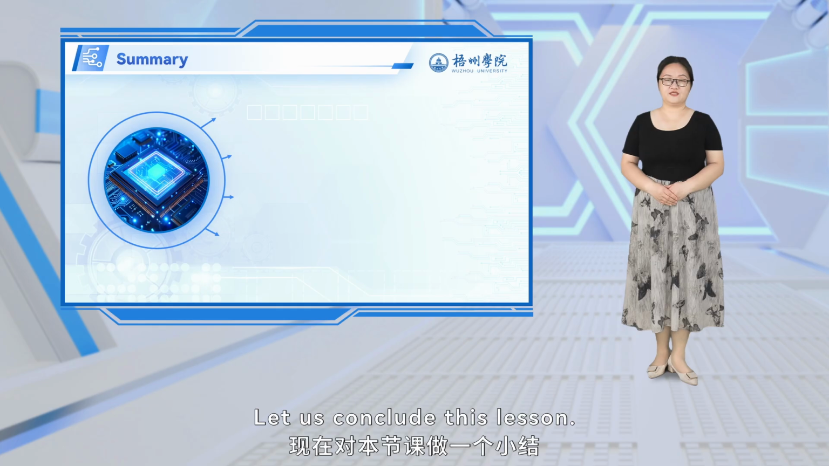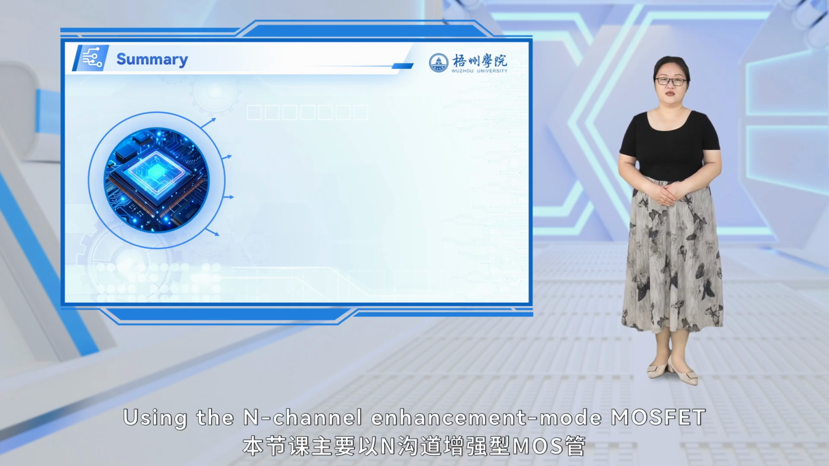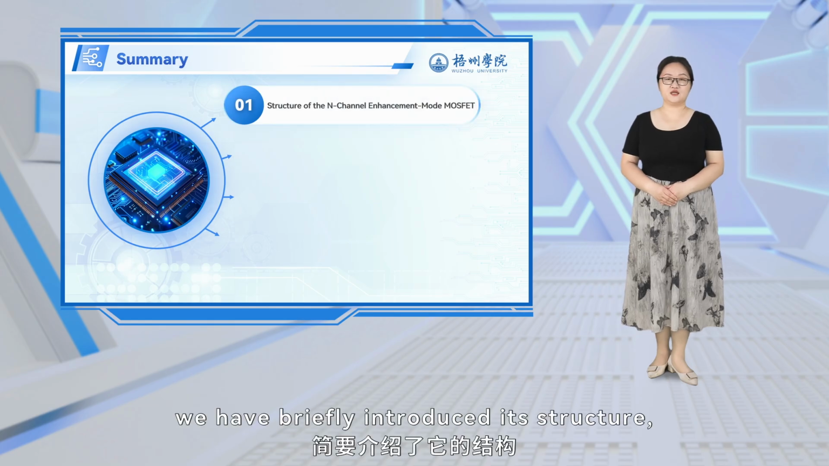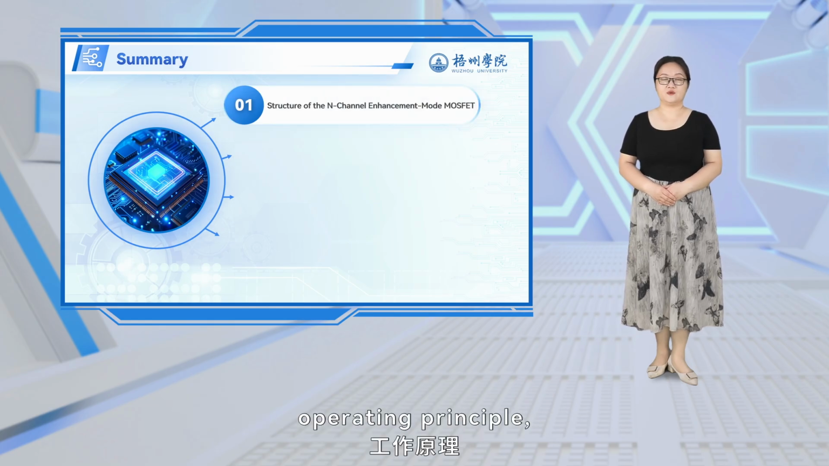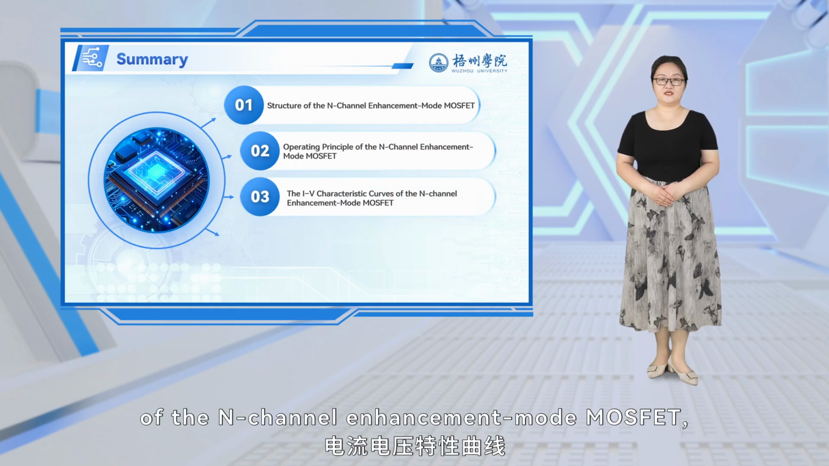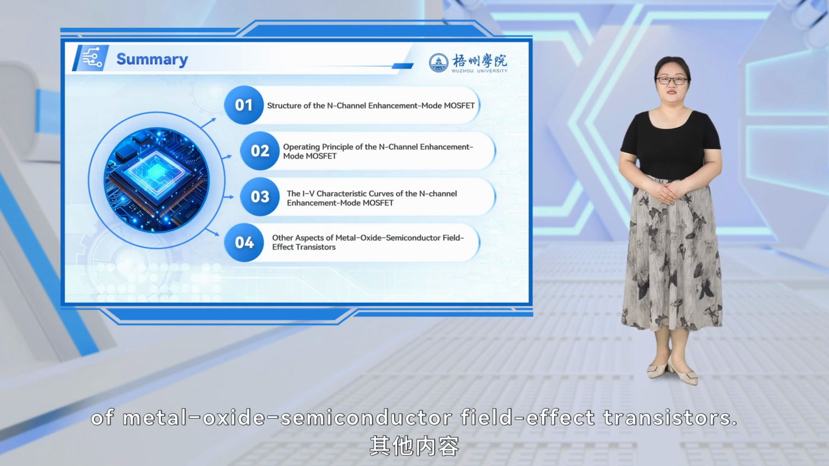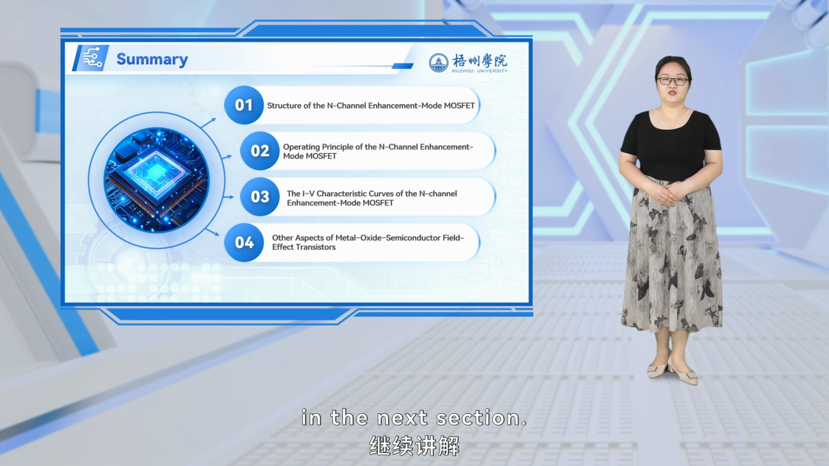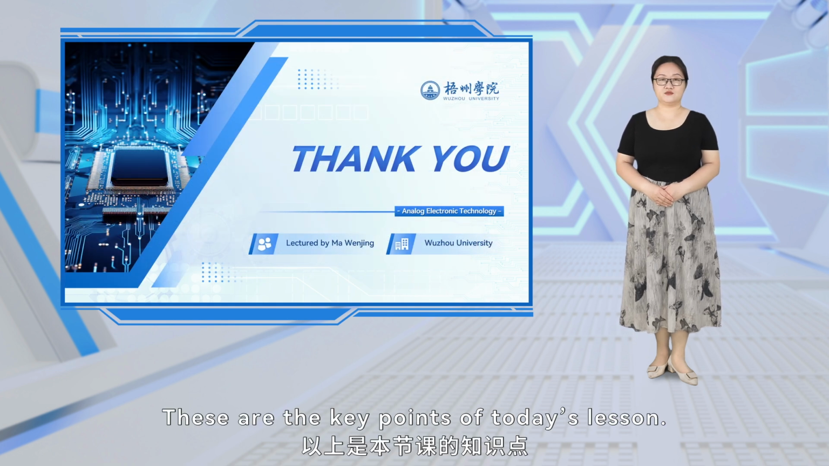Let us conclude this lesson using the N-channel enhancement mode MOSFET as an example. We have briefly introduced its structure, operating principle, the I/V characteristic curves of the N-channel enhancement mode MOSFET, and other aspects of metal oxide semiconductor field effect transistors. We will continue with the remaining topics in the next section. These are the key points of today's lesson.